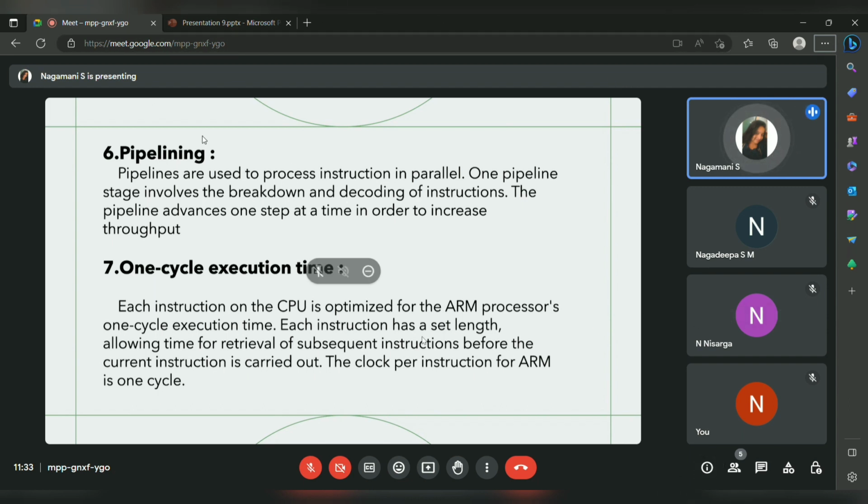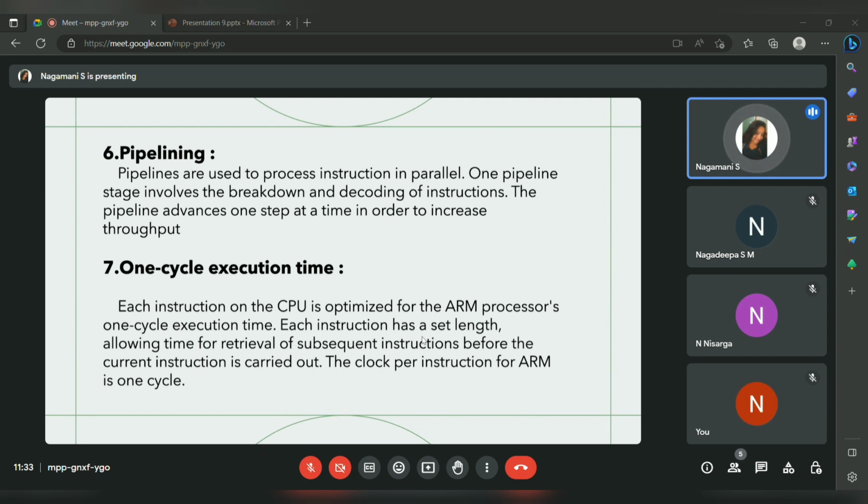The seventh feature is one cycle execution time. Each instruction on the CPU is optimized for the ARM processor. Each instruction has a set length, allowing time for the retrieval of a subsequent instruction before the current instruction is carried out. The clock per instruction of an ARM is one cycle. This is all about the features of an ARM processor.